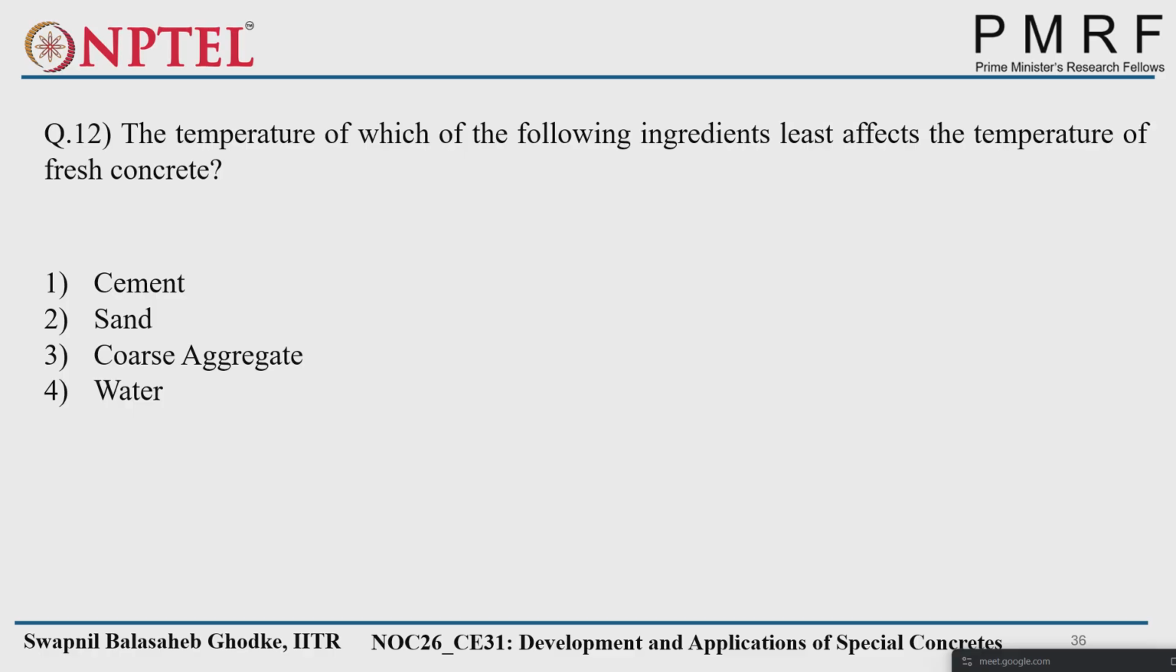Next, the temperature of which of the following ingredients least affects the temperature of fresh concrete? First of all, understand the question. Which of the following ingredients least affects? Least. Which will affect the minimum temperature of the concrete out of these four? Cement, sand, coarse aggregate, and water. What will be?